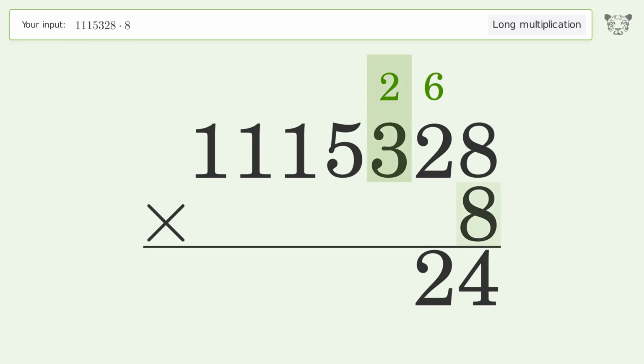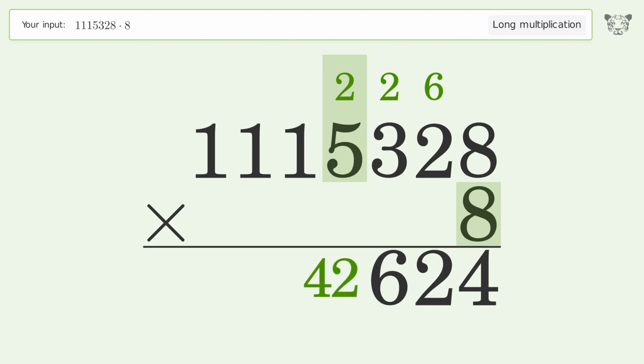2 plus 3 times 8 equals 26. Because the result is greater than 9, carry the 2 to the thousands place. 2 plus 5 times 8 equals 42. Because the result is greater than 9, carry the 4 to the 10,000s place.